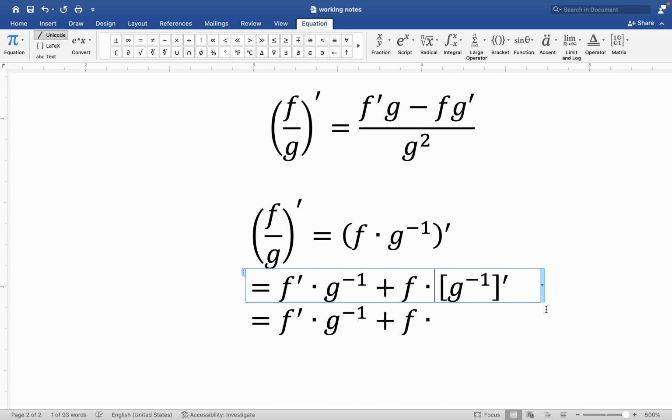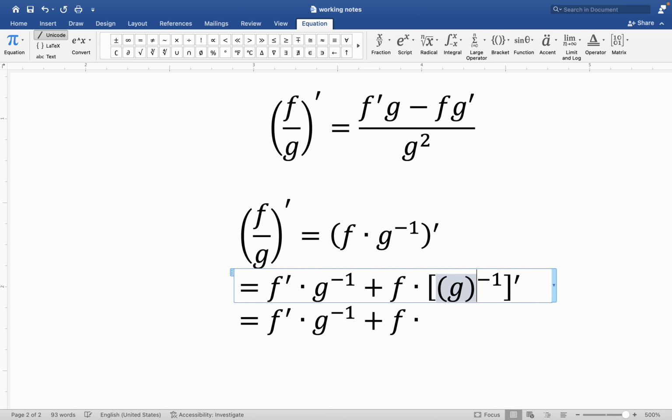It's a little hard to see that, but it's actually a composition because g itself is a function and g is being raised to the negative 1. If you like, you can put the g in parentheses and maybe it makes that a bit more clear. You can see that the outside function is blank to the negative 1 and the inside function is g, right? So this is a chain rule.